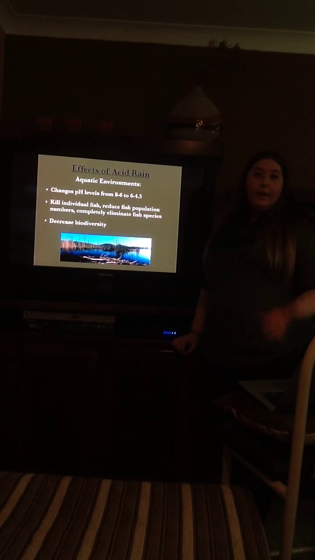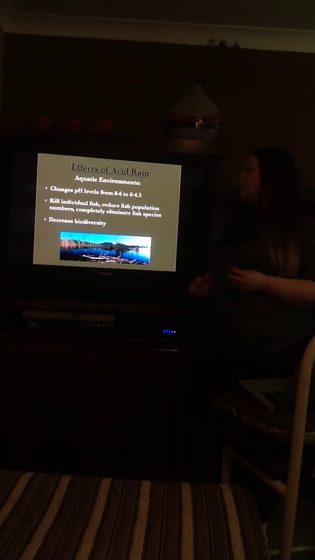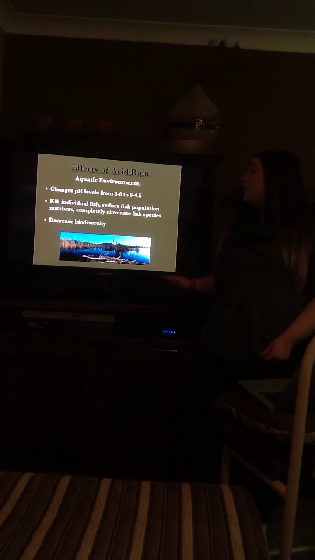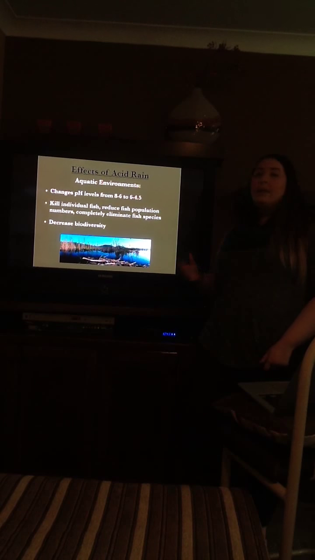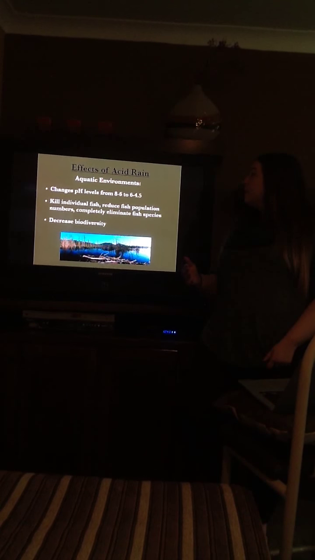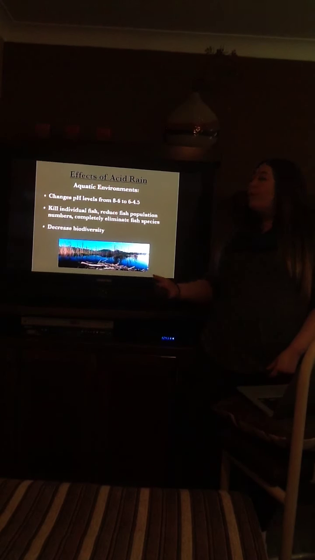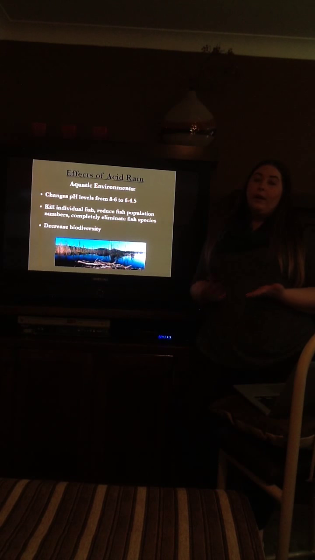So the effects of acid rain, the first would be on aquatic environments. An aquatic environment typically has a pH level somewhere between 8 and 6. But what acid rain does is that it intensifies the acidity in an aquatic environment, making it somewhere between 6 to 4.5.